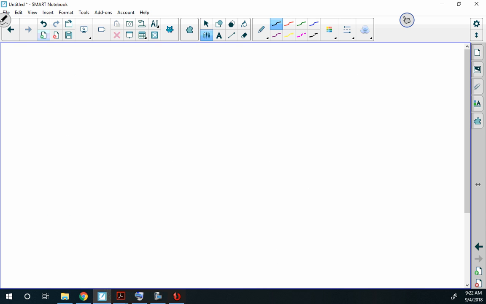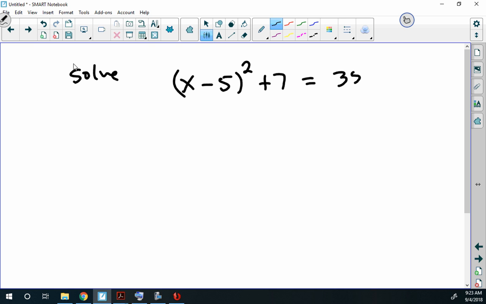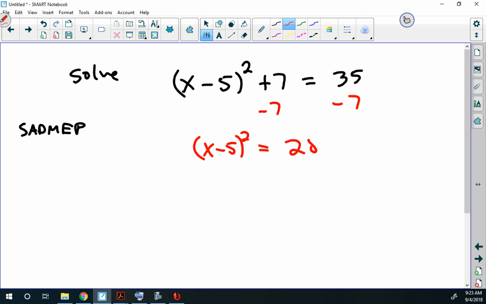Suppose we had to solve this equation. X minus 5, the quantity squared, plus 7 equals 35. Suppose we had to solve that. What should we do first? Remember, PEMDAS backwards. Subtract the 7. Nice, good. So we get x minus 5, the quantity squared, equals 28.